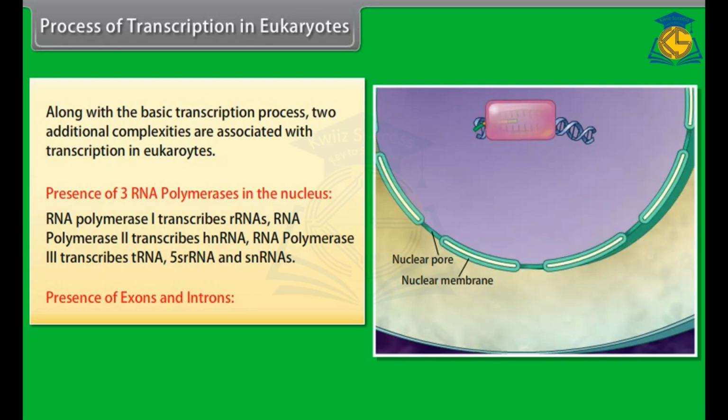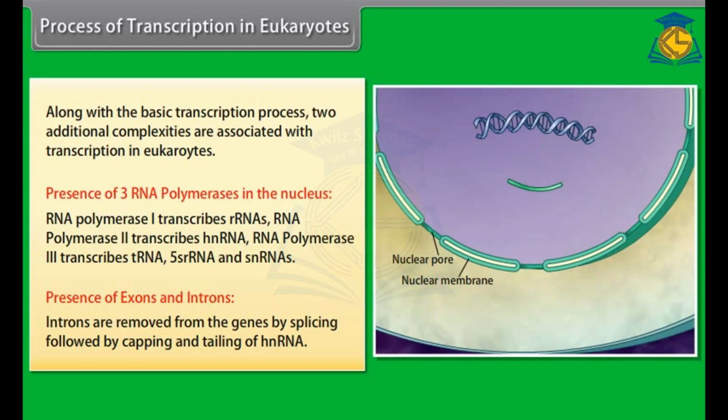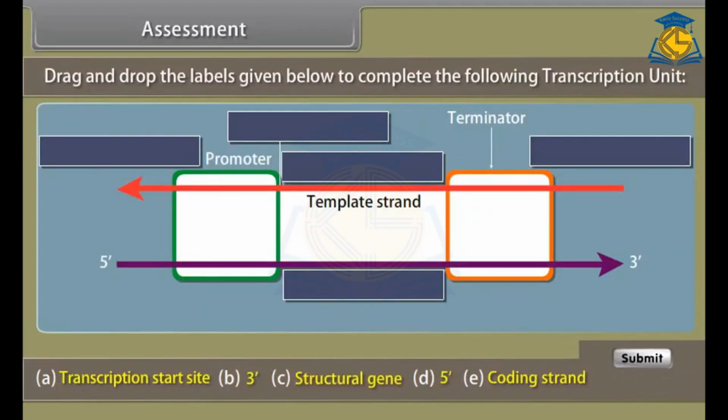Presence of exons and introns. Introns are removed from the genes by splicing, followed by capping and tailing of hnRNA. Assessment. Before proceeding further, let us know how much you have learned.